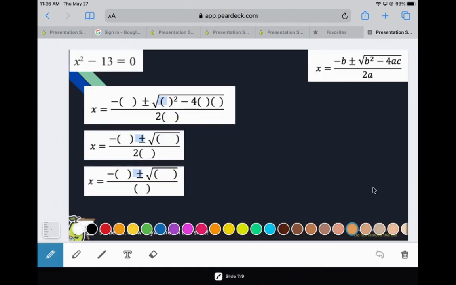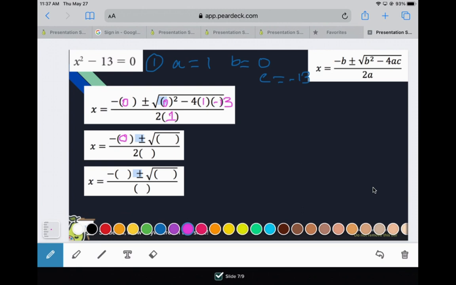So let's look at another special case. When one of the values is missing, then what will happen? Again, step number 1, my A is 1. The B value, the one with just the X, I don't have, and the C value is negative 13. So it's possible that you may not have B or C values. So I'm just going to plug in the values. The B value is 0. A is 1. C is negative 13.